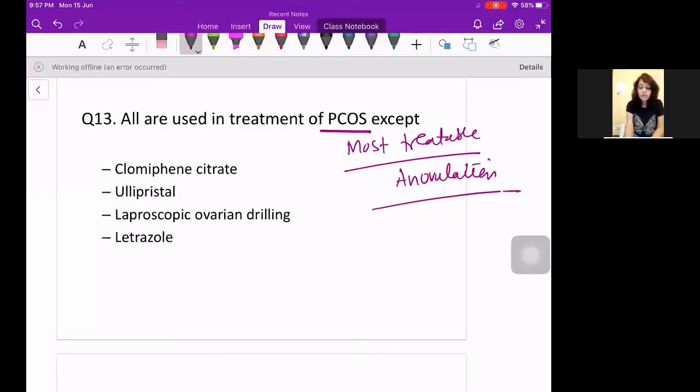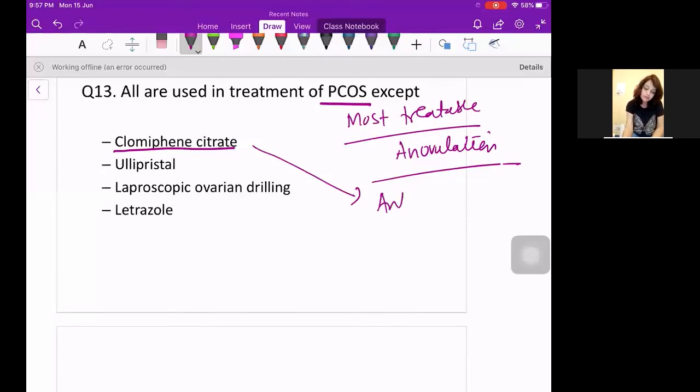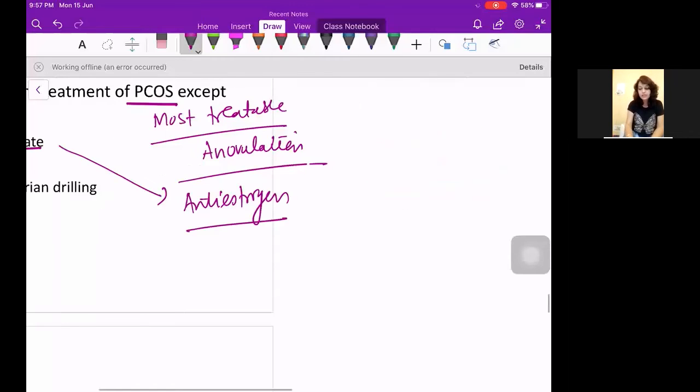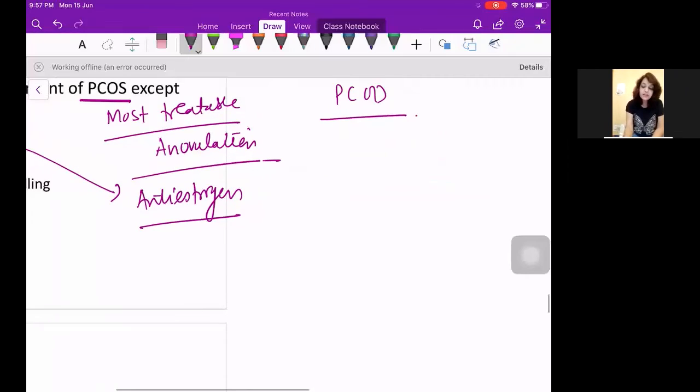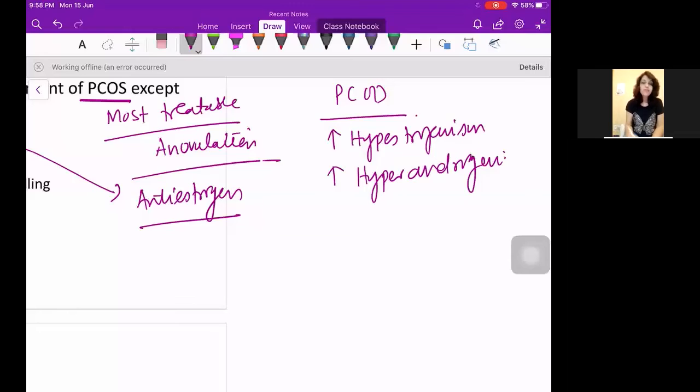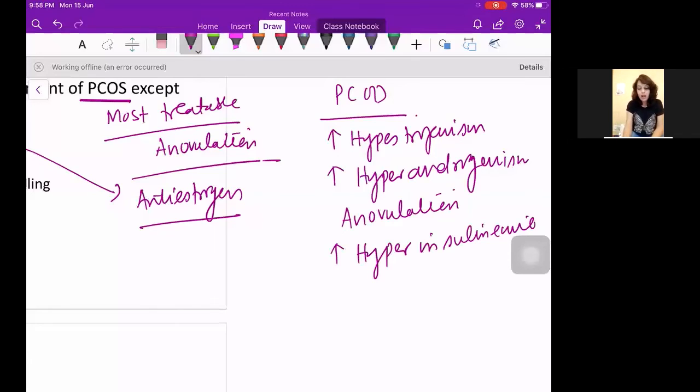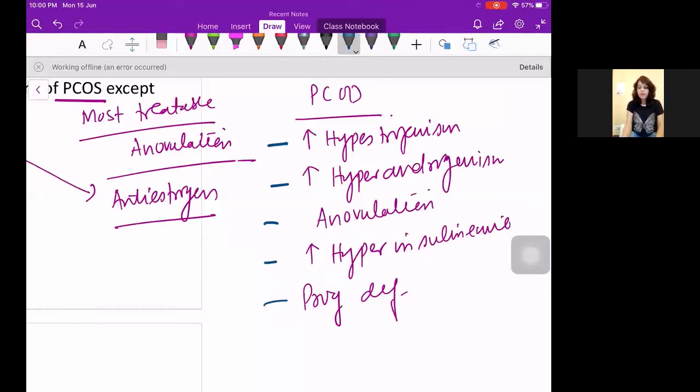Clomiphene citrate. Clomiphene citrate is anti-estrogen. What is happening in a PCOD patient? I just want to add a few points in this. In a PCOD patient, there is hyperestrogenism, hyperandrogenism, anovulation, and hyperinsulinemia. So in PCOD, there is hyperestrogenism, hyperandrogenism, anovulation, hyperinsulinemia, and progesterone deficiency.